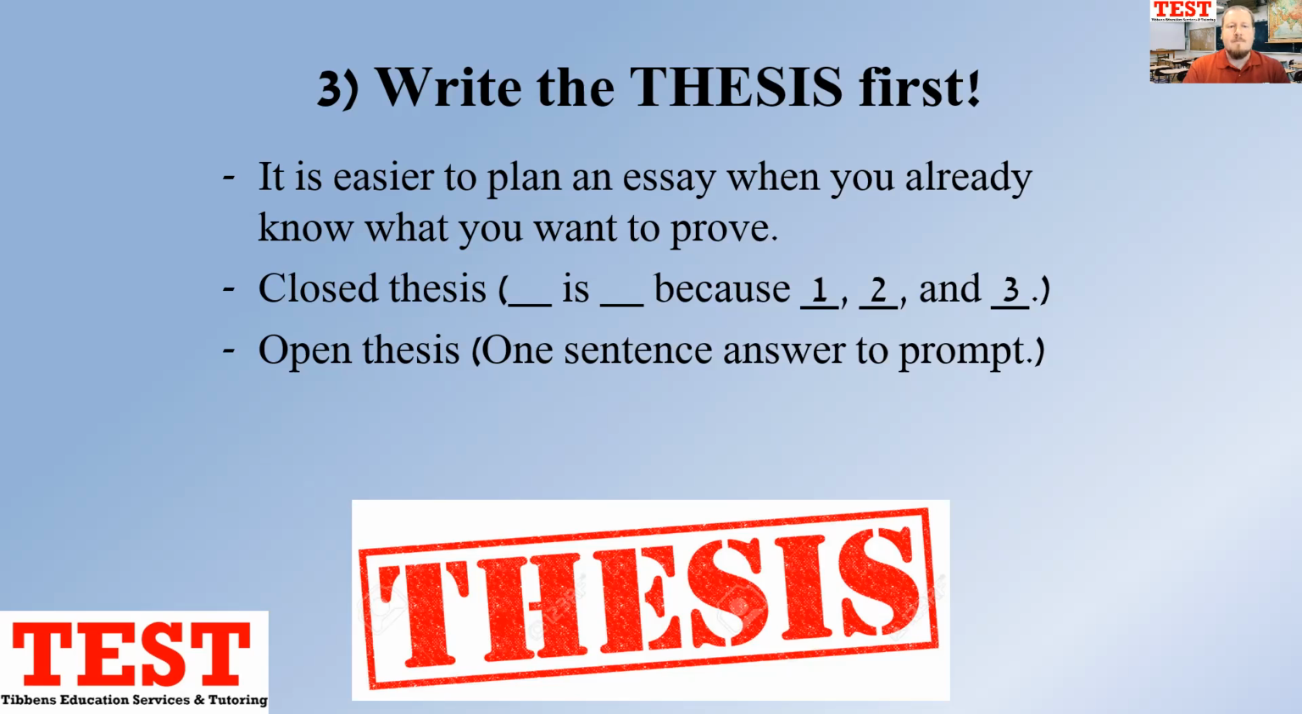Okay. So the closed thesis lists out the reasons. It has the claim. And then 1, 2, and 3, it tells you and the reader what the body paragraphs are going to be about. Now, outside of the SOL, outside of, say, random standardized testing, I actually prefer an open thesis. I think it reads more naturally.